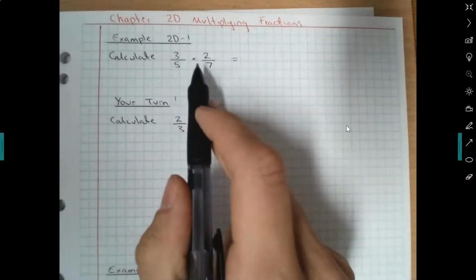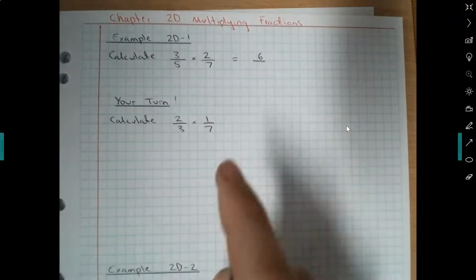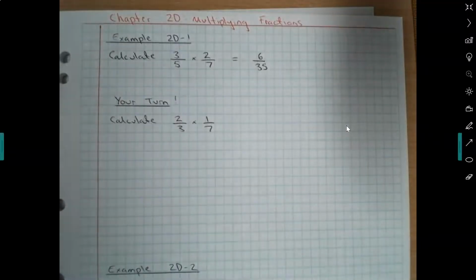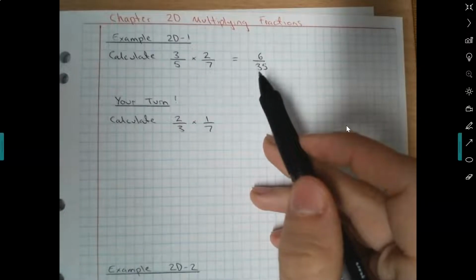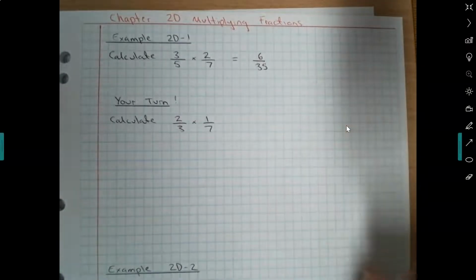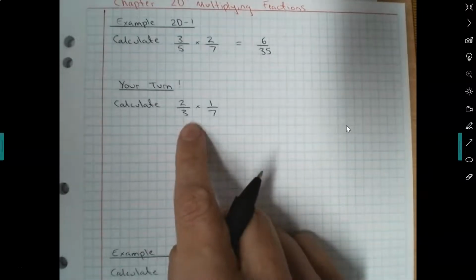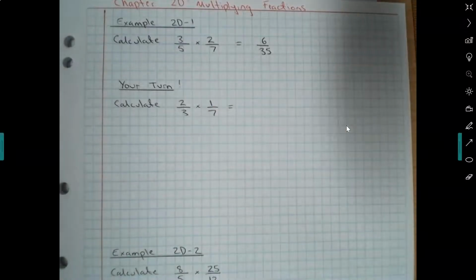So here we have 3 times 2, which is 6, over 5 times 7 is 35. Now remember, we always want to write our answers in the simplest possible form. There's no common factor which I can cancel out in this case, therefore 6 over 35 will be my answer. Now you're going to have a go at doing this example here. The video is going to pause and you're going to just input your solution into ClickView.